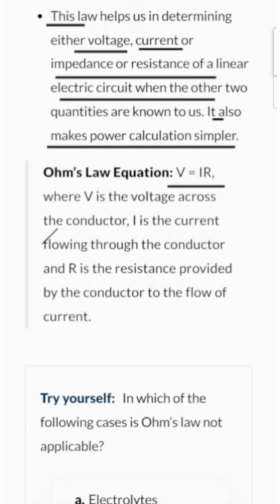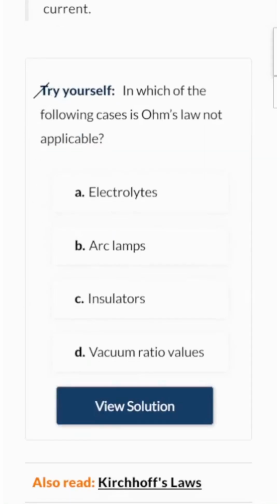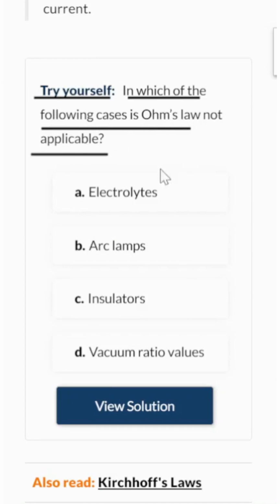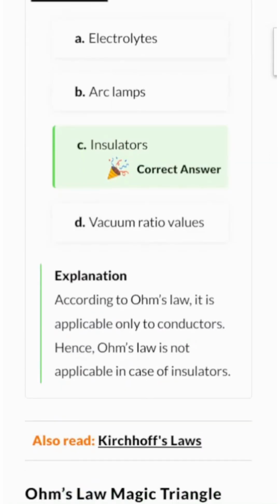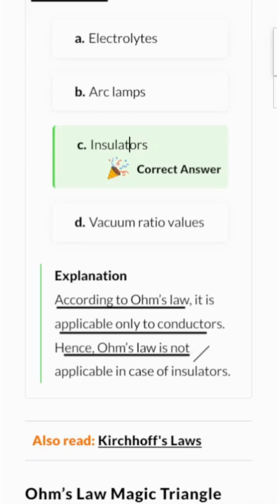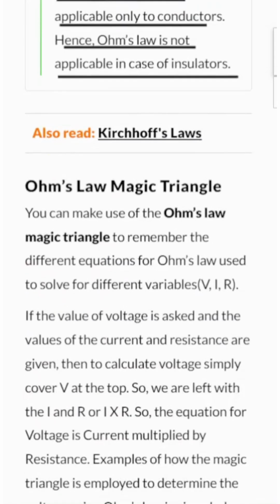Let us quickly solve a question to revise what we have learned. In which of the following cases is Ohm's law not applicable? The correct answer is option C, insulators. According to Ohm's law, it is applicable only to conductors. Hence, Ohm's law is not applicable in case of insulators.